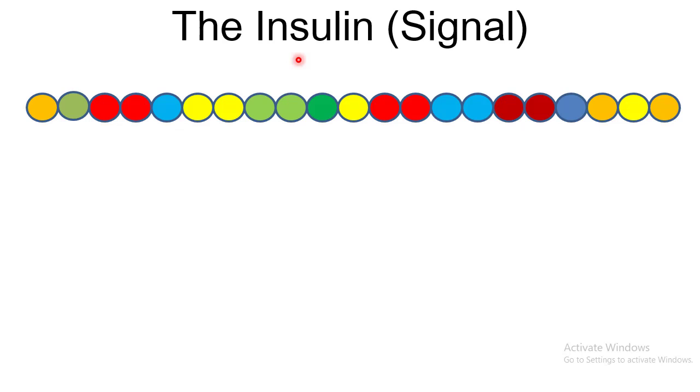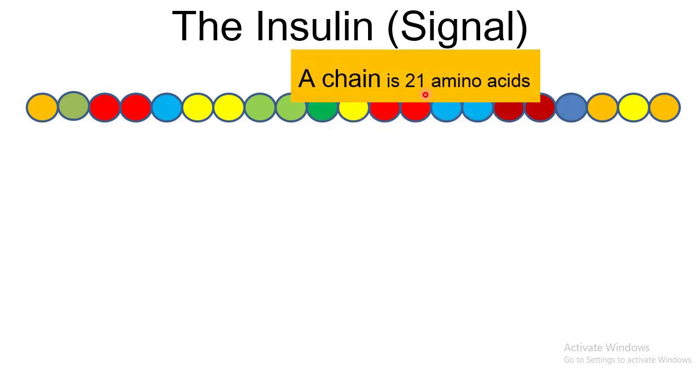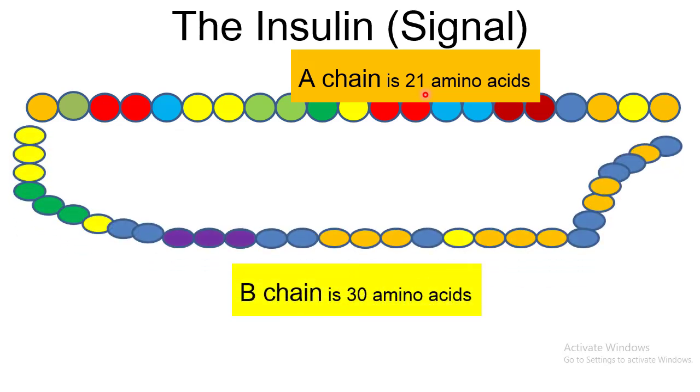That particular insulin is made up of two chains. One is known as the A chain, which is made up of 21 amino acids, and the B chain, which is made up of 30 amino acids. So the mature insulin, which is actually the signal, is 51 amino acids long.